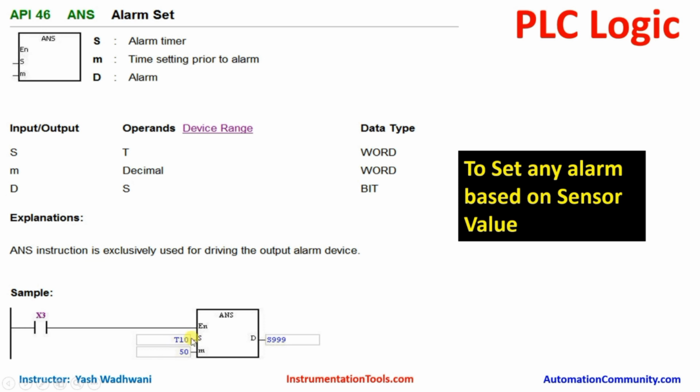Here you can see one timer. What does this mean? We can give a timer value also. Here it is writing 50. 50 means 5 seconds because it is a 100 millisecond timer. So what does this mean? If this condition remains on for more than 5 seconds, then this alarm bit will be set. If X3 is on for 3 seconds, then this alarm will not be set. But if X3 is on for more than 5 seconds, then it will turn on this alarm. So this is the logic to set the alarm bit.